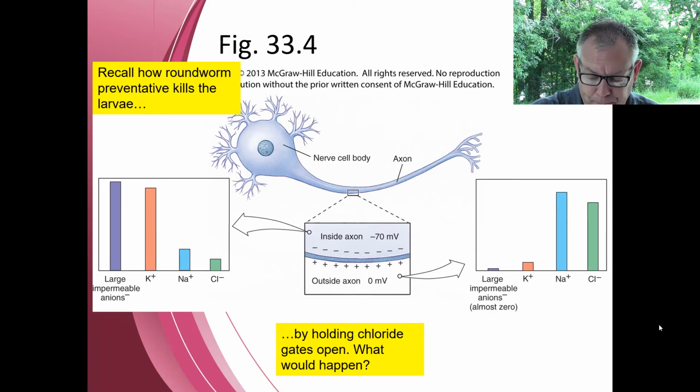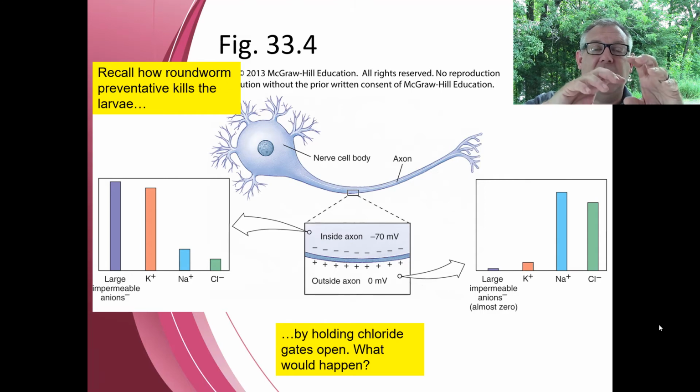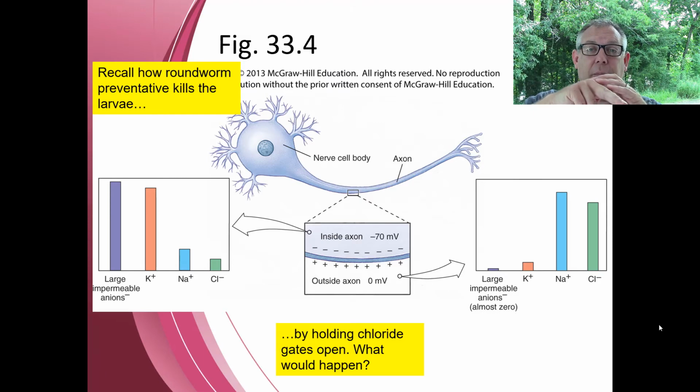So think about it. Chloride's really high outside the cell, really low inside. If you hold that gate open, what's chloride going to do? It's going to rush into the nerve cell. All right? Now, the roundworm can use ATP and pump that chloride back out, but it's just going to diffuse right in. So that chloride's just going to keep getting into the cell.